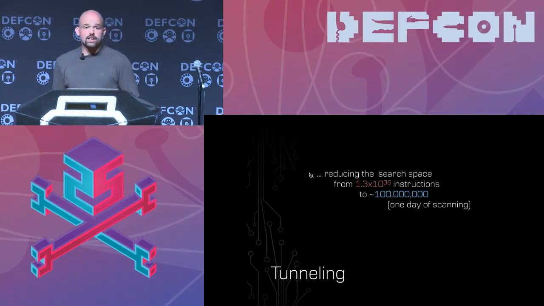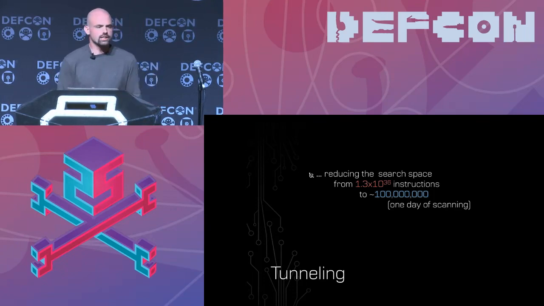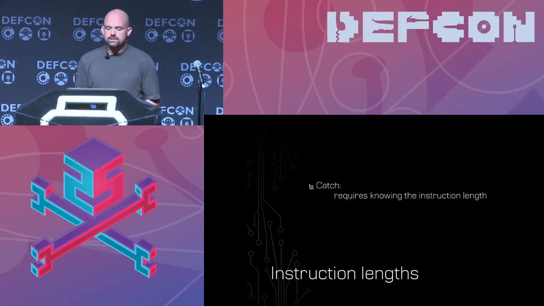And effectively what that does is it reduces your search space in this architecture from 1.3 times 10 to the 36 instructions down to about 100 million, something you can actually scan in about a day. So that's pretty neat. I was excited that I found a way to quickly search this ISA. But there's a catch here that I kind of glossed over, namely that in order for this algorithm to work, we need to know the length of an x86 instruction. And it's not as easy as it sounds.